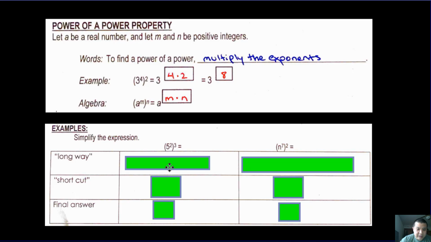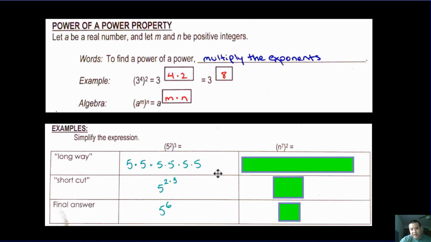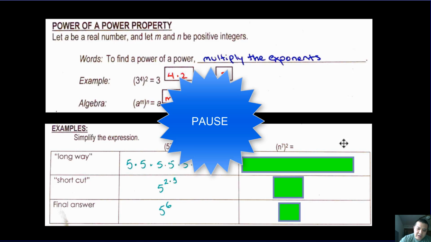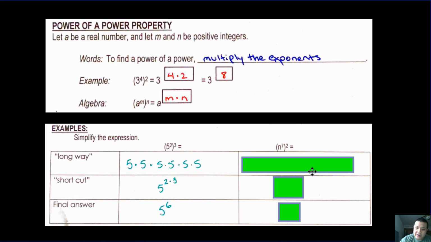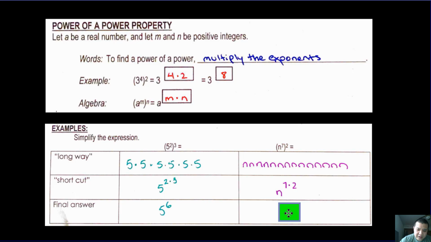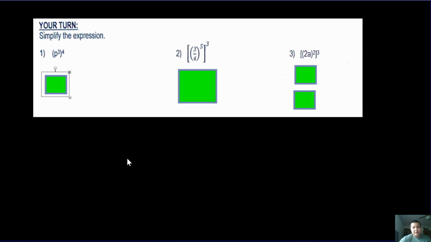So again, the long way is 5 to the second times 5 to the second times, or excuse me, 5 times 5 times 5 times 5 times 5 times 5. That's repeated multiplication for here, because this is 6 of them. The shortcut way is 5 to the 2 times 3, which gives us 5 to the 6, because there are 6 factors here. Go ahead and try this one out on your own. Yes, there are a lot of n's here, and I apologize, but there should be 14 n's here, which is n to the 7 times 2, which is n to the 14th. So go ahead and try these out on your own.